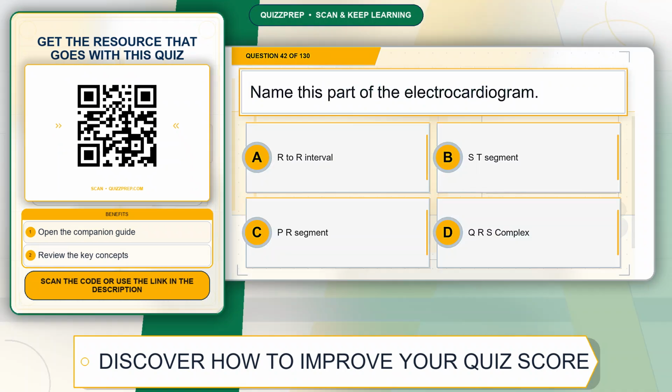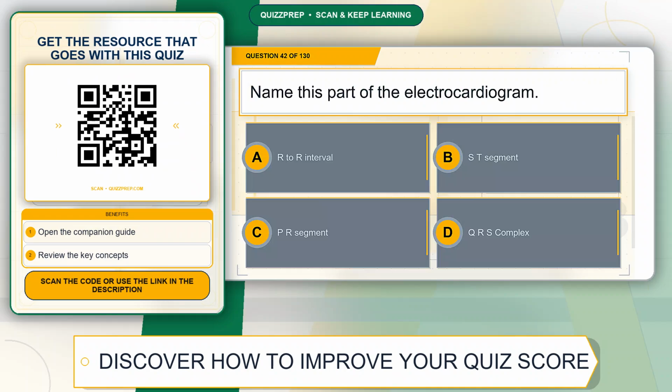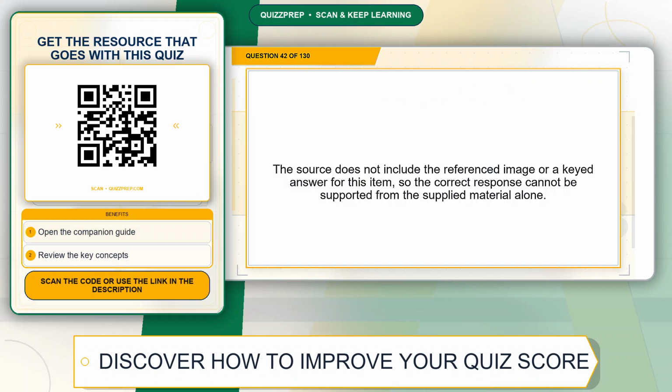Question 42. Name this part of the electrocardiogram. Option A, R-to-R interval. Option B, ST segment. Option C, PR segment. Option D, QRS complex. The correct answer is now shown. Explanation. The source does not include the referenced image or a keyed answer for this item, so the correct response cannot be supported from the supplied material alone.